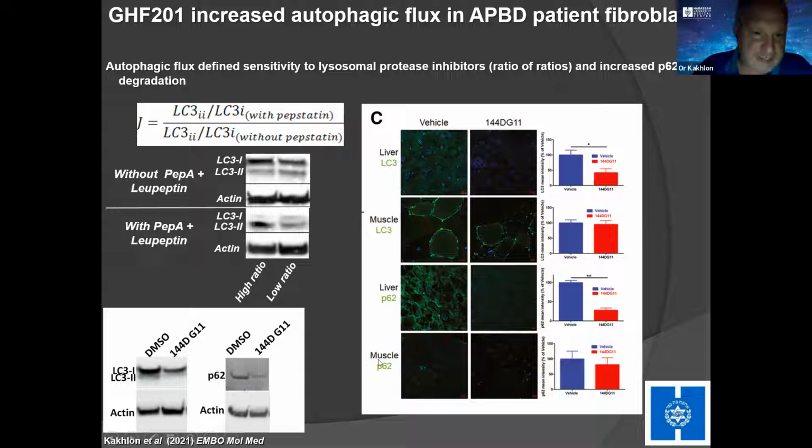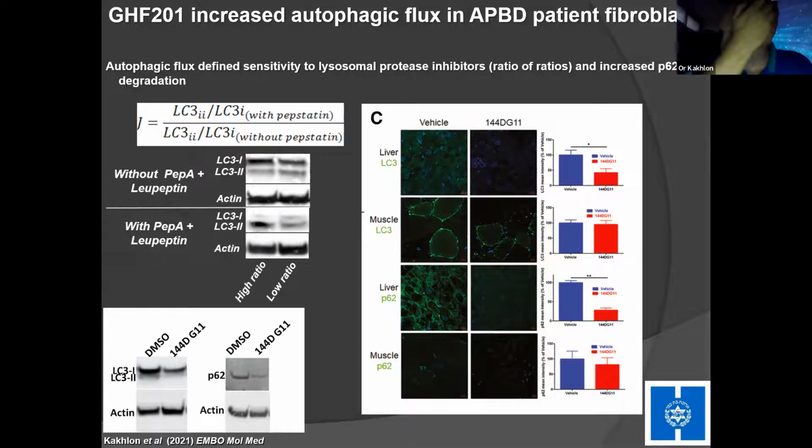There is a very elegant way of quantifying autophagic flux. And basically what we tested was just the ratio. You have this marker of autophagy called LC3, and it comes in two flavors. It can be lipidated, LC3-II, bound to vesicles, or it can be non-lipidated or cytosolic, LC3-I. So the ratio of LC3-II to I, with or without lysosomal inhibitor, determines the autophagic flux.